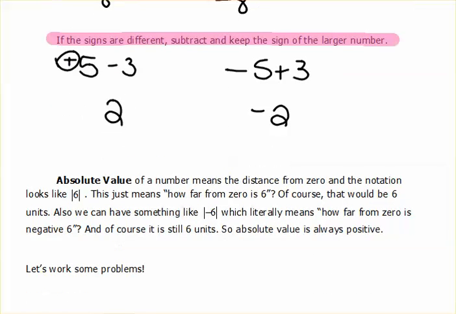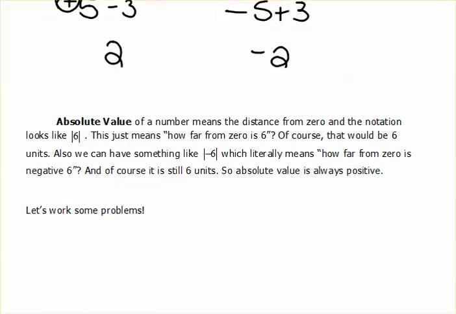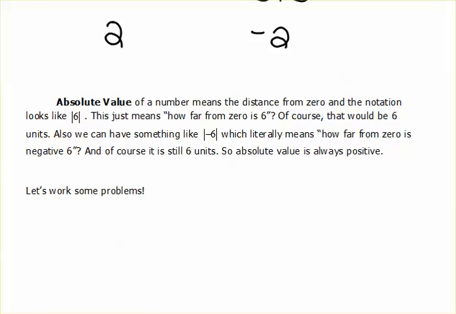The last thing we need to talk about before working some problems is absolute value, that concept. The absolute value of a number literally means the distance from 0. So when you see something that looks like this, those bars on either side, that means absolute value. So the absolute value of 6 means how far from 0 is 6. So of course that would be 6 units.